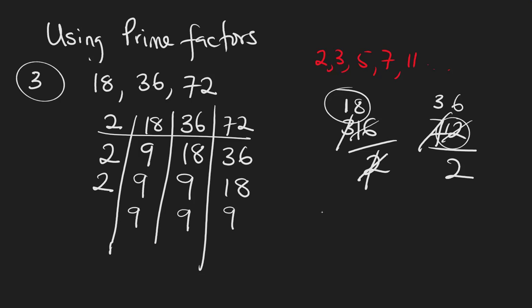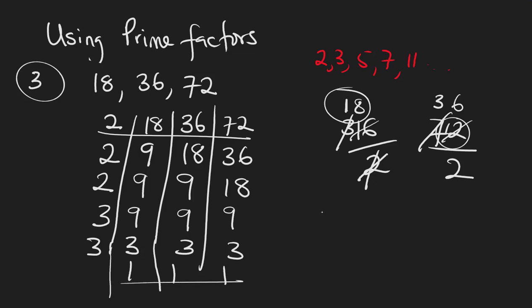So 3 here is 3. 9 divided by 3 is 3. 3 and 3, and 3 can go into all of them. So 3 here is 1, 1, and 1. So that is the solution. Since they are now 1, what is the LCM? The LCM equals 2 times 2 times 2 times 3 times 3. 2 times 2 is 4, 4 times 2 is 8, 8 times 3 is 24, and 24 times 3 is 72. So this goes to 72.